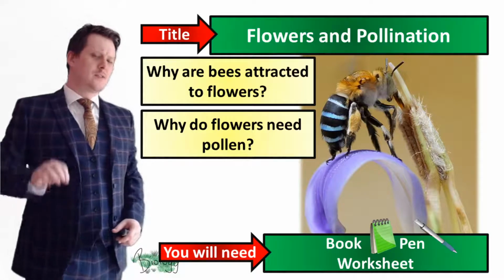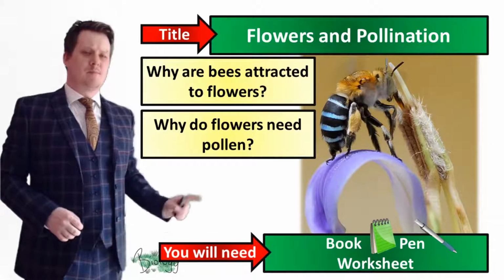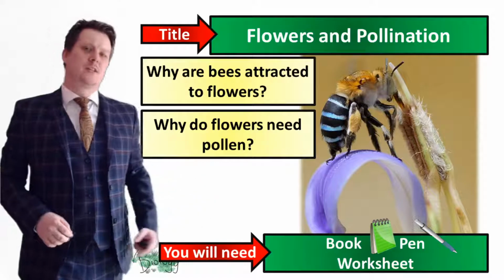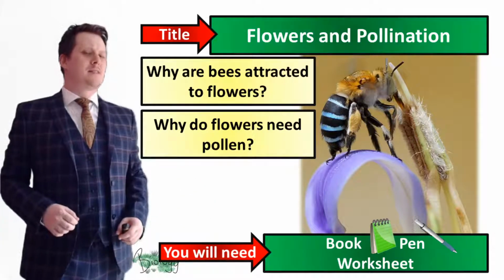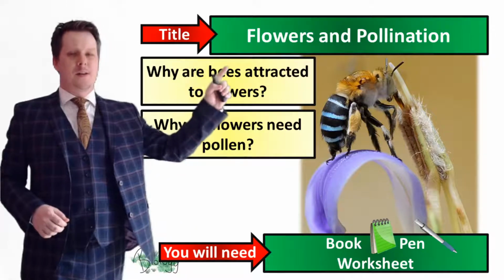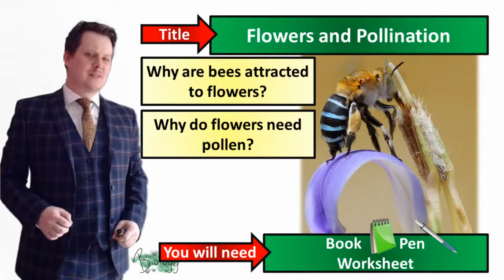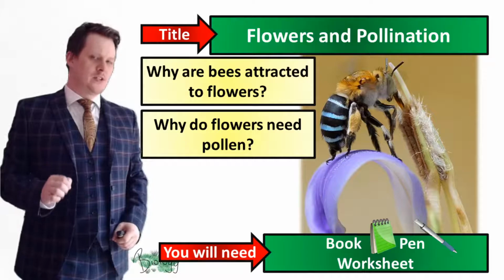For today's session you're going to need a book, a pen and a worksheet that you can download in the link below. In your books I'd like to get down today's title, which is Flowers and Pollination, and for your starter activity I would like you to answer these two questions.